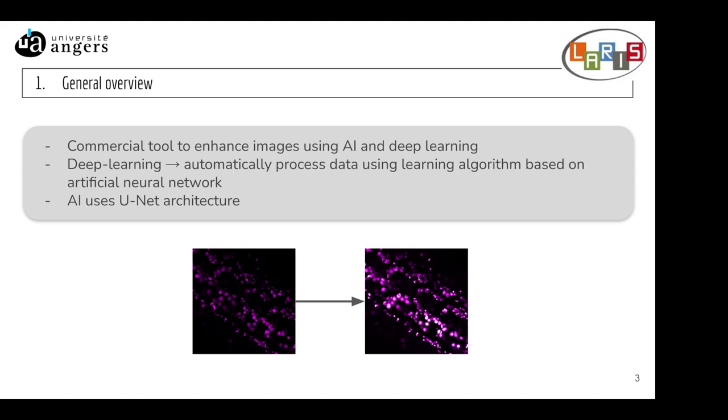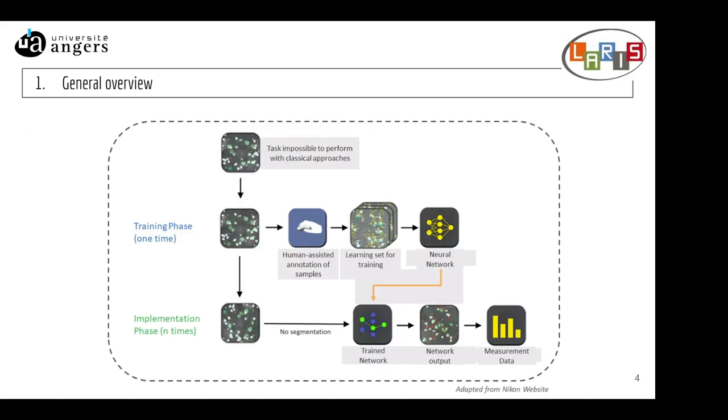We don't have plenty of information concerning the artificial intelligence used in this software, but we assume that it is a U-Net architecture. U-Net architecture is utilized to filter images, and it's based on convolution to filter this image. The deep learning approach is straightforward.